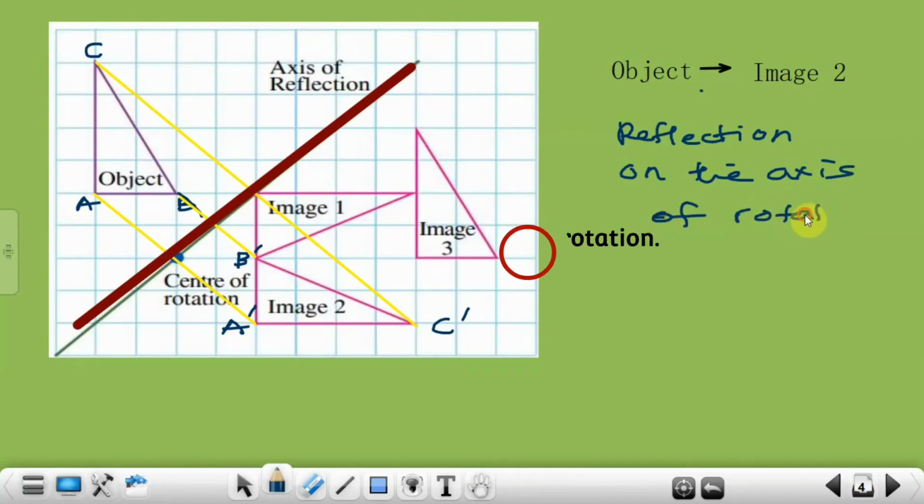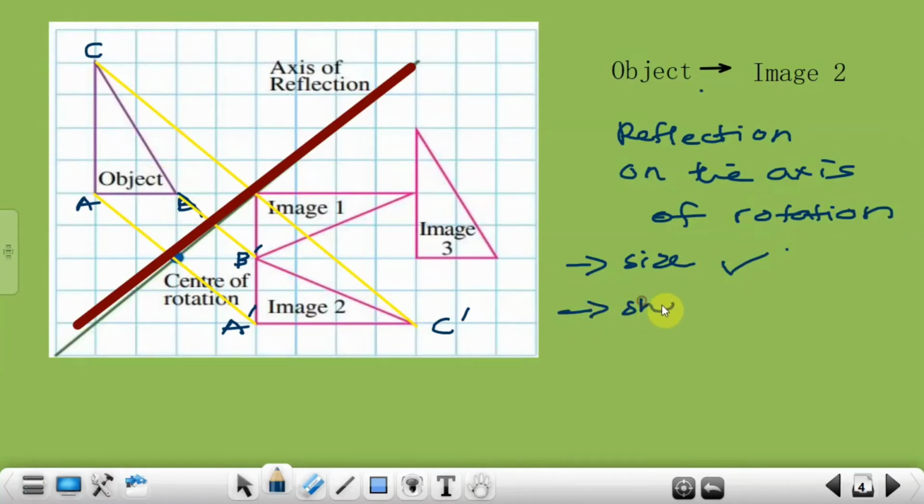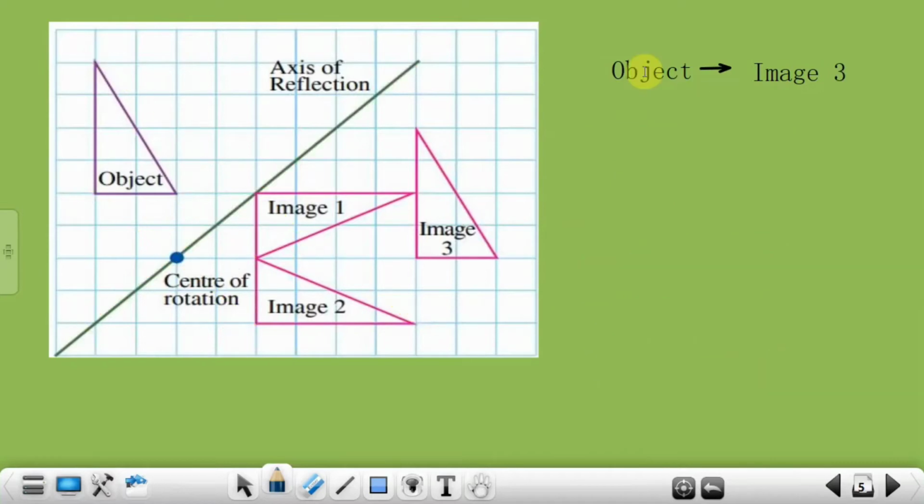Can you please look at the object and image? Do they have the same size? Object and image, they are the same. And what about the shape? Yes, they are the same. So this reflection transformation is an isometry.